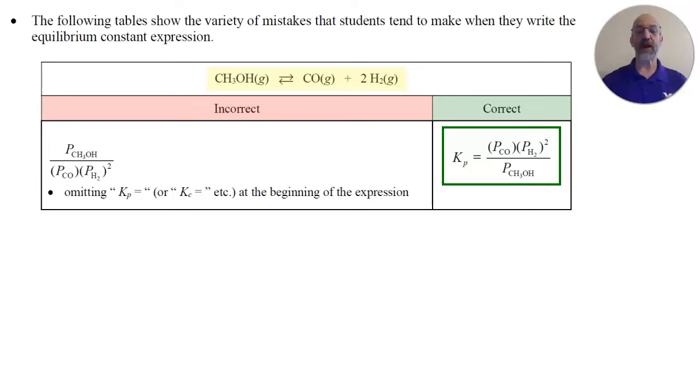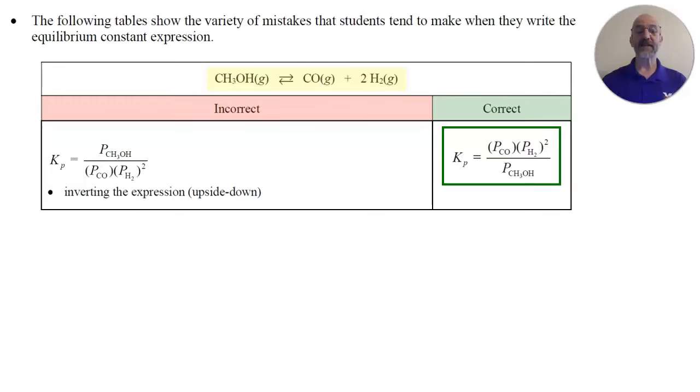Now that you see the correct expression for Kp, let me show you several examples of student mistakes. The first one is actually kind of subtle, and you might not recognize the mistake, but take a look at what the student wrote. They did not write Kp equals. So omitting the K equals as part of the expression at the beginning is an example of a student mistake. Another example of a student mistake is to accidentally write it upside down. So instead of writing products over reactants, this student flipped the expression upside down.